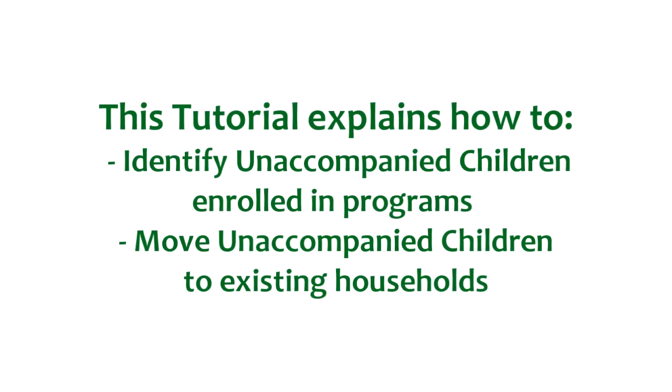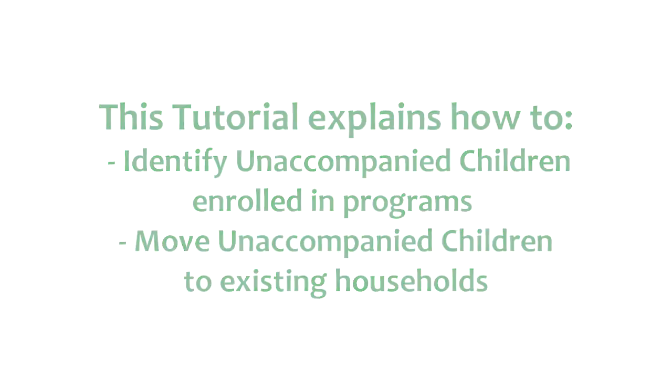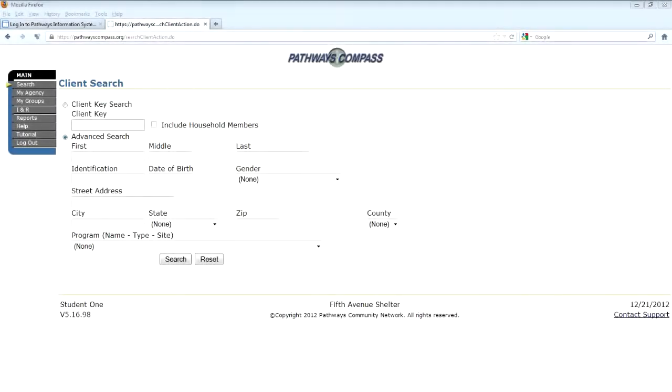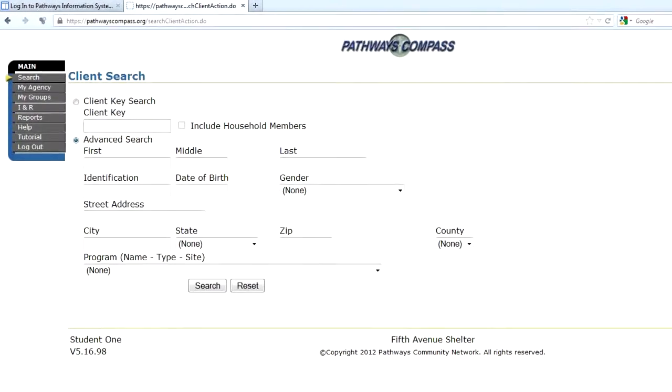This tutorial will show how to identify unaccompanied children enrolled in a program and add them to an existing household. The first step is to identify the unaccompanied children using the Program Enrollment and Discharge Data Export, also known as a PED report.